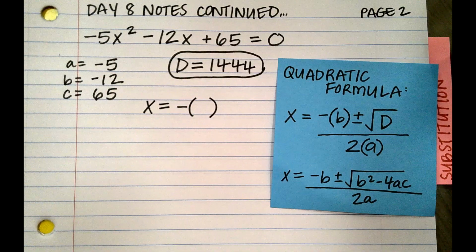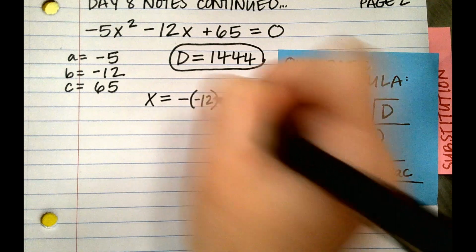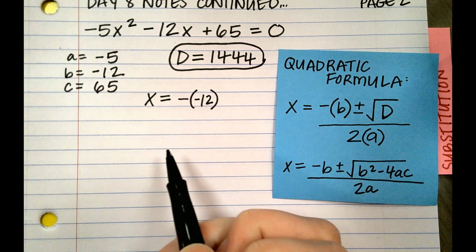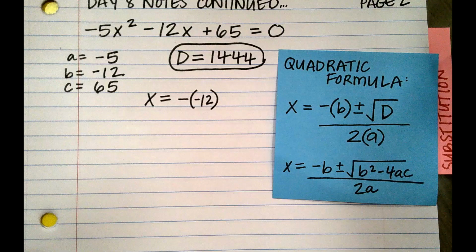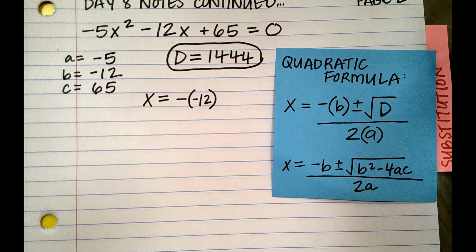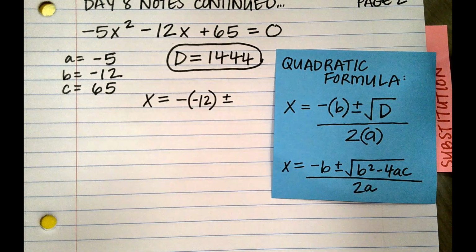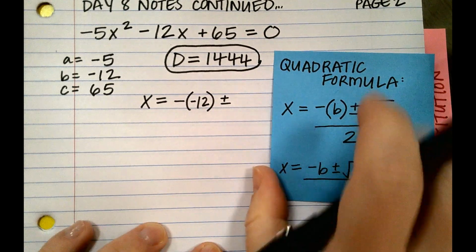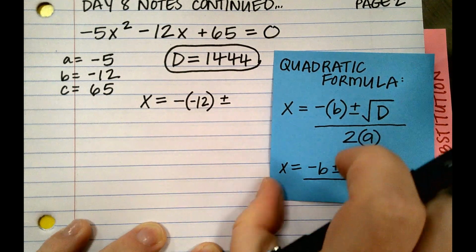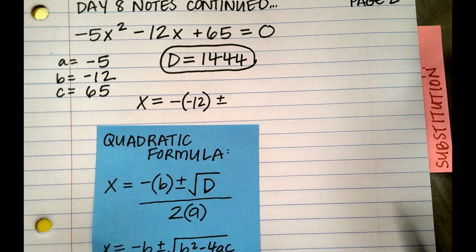What goes in the first blank? Negative 12. So it'd be negative? Yes, negative 12. It will change it to a positive 12, but we'll do that at the next step. So I have x equals negative B plus or minus. Next, I have the square root of the discriminant. So we're going to write the square root of 1444.